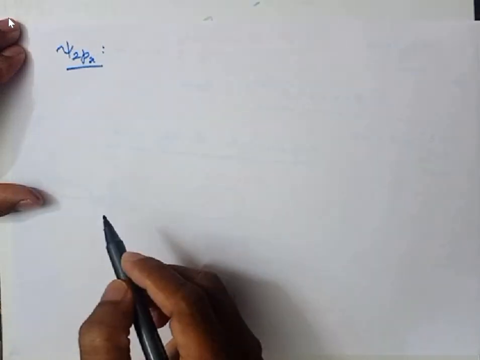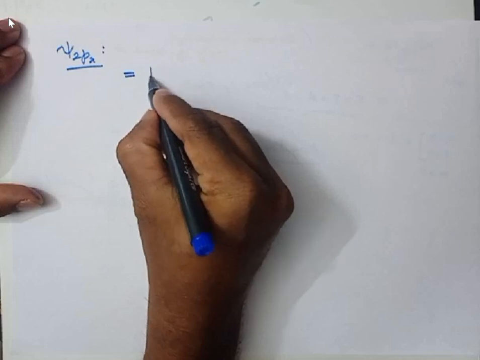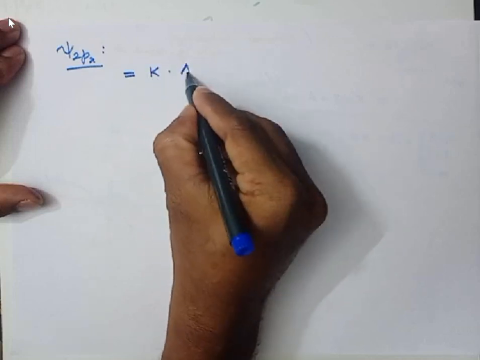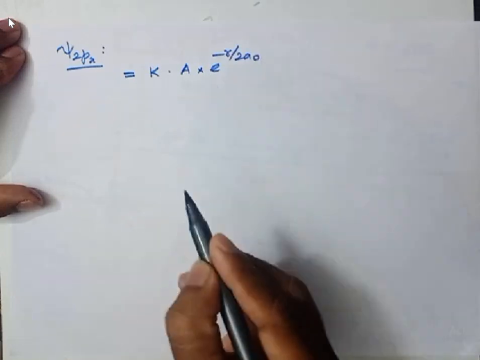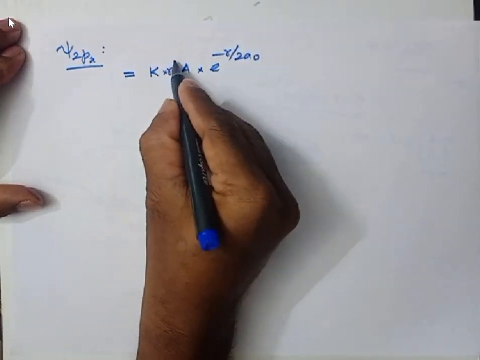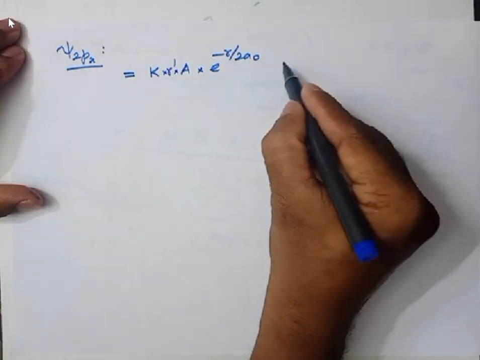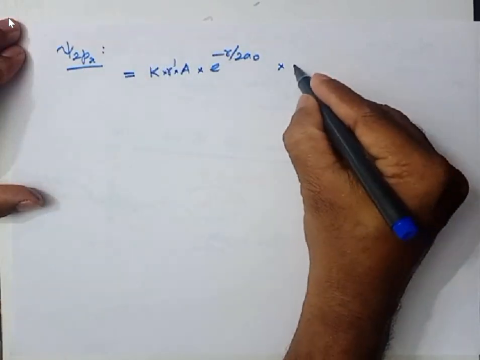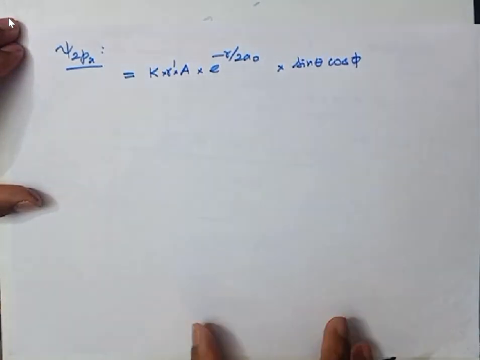In a similar manner, what is the angular node for the 2px orbital? Listen, for the 2px orbital, the wave function looks like this: some constant k into another constant a into e power minus r by 2a naught, and r power 1, since the L value is 1. This is the radial part, and for x, the angular part is sin theta cos phi. This is the total wave function.